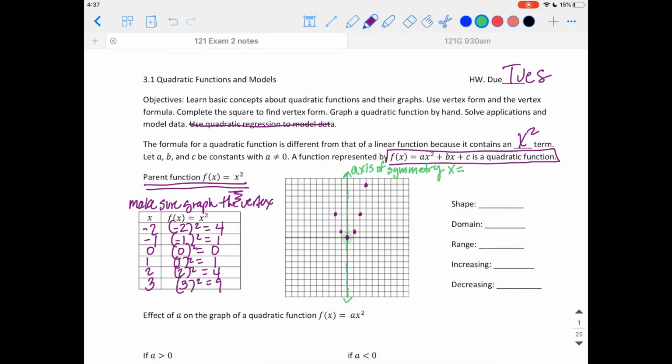Since it's symmetrical, this point right here is 3 spaces to the right of the axis of symmetry. So I can go 3 spaces to the left and end up here to get the other point on the parabola. And connecting the dots, here's my parabola.